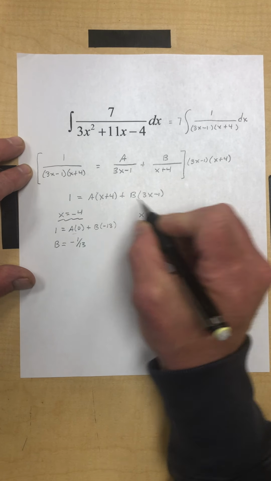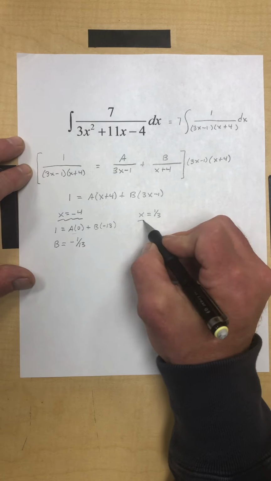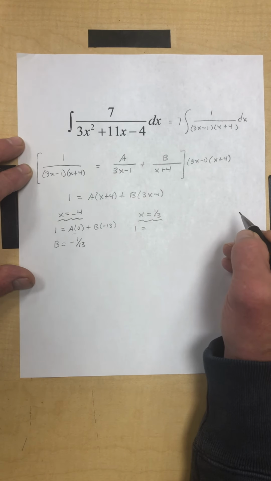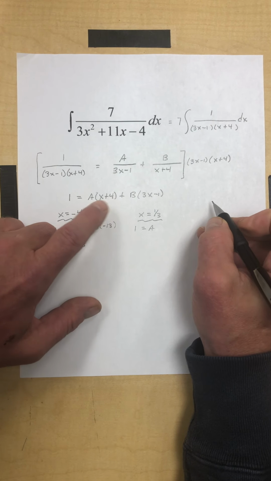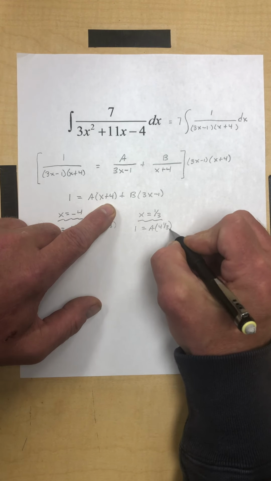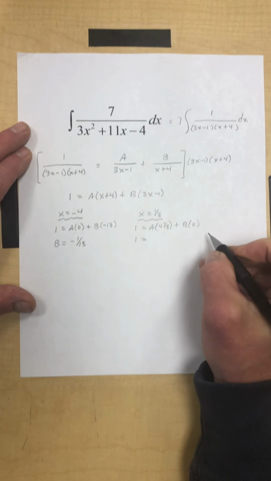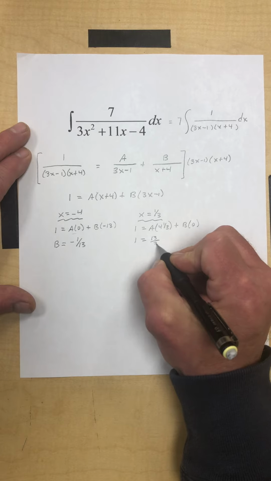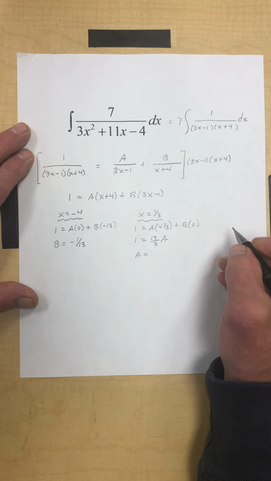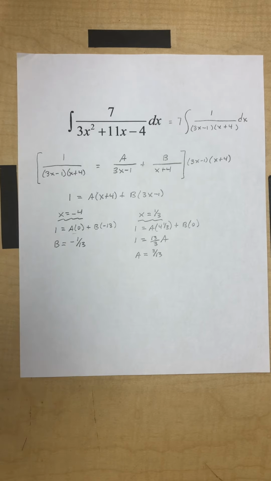I got rid of this guy, so now I want to get rid of the other one. What would I have to do? I'd have to let x be 1/3, because 3 times 1/3 is 1, minus 1 is 0. So I get the 1 on the left. I've got a times 1/3 plus 4, which is 4 and 1/3, plus b times 0. So I get 1 equals 13 thirds times a. If I divide both sides by 13 thirds, a is equal to positive 3/13. So we've got that taken care of.